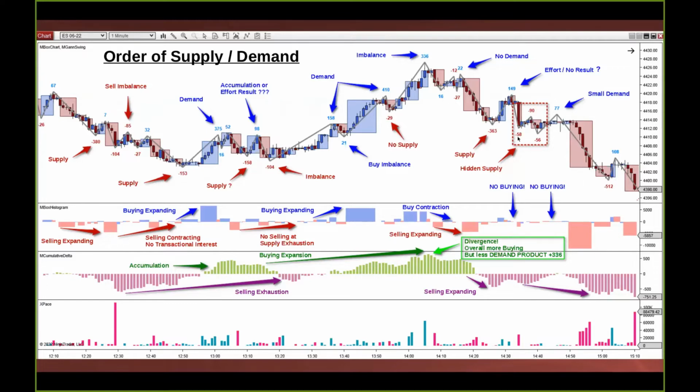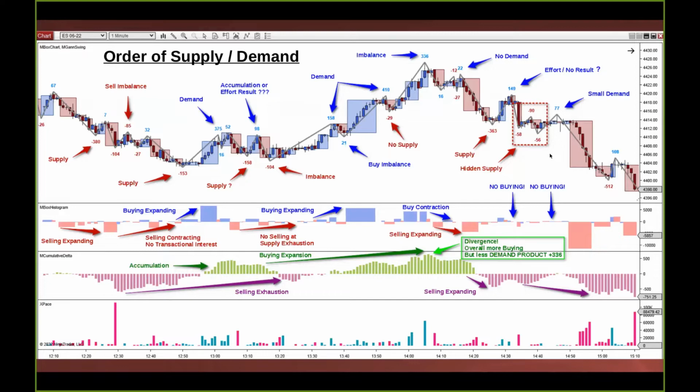I call this hidden supply because, you know, you got minus 58, minus 90, minus 56. It amounts to over minus 200, you know. And relatively, we get small demand compared to this 149. And again, no buying. So that's a divergence, a demand and demand product and no buying divergence. We see that the selling expands with the cumulative delta and down the move goes.